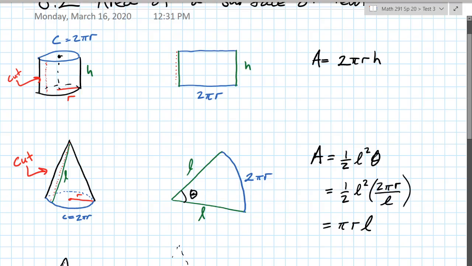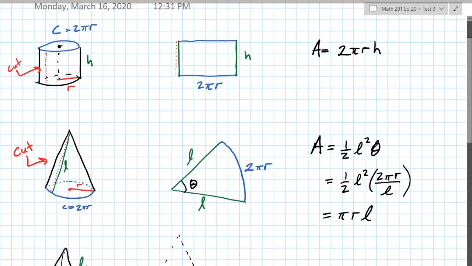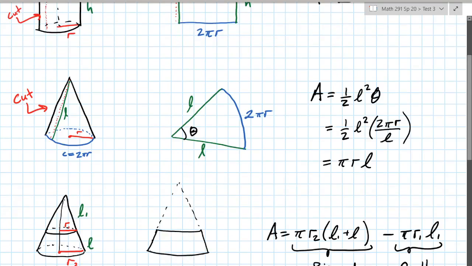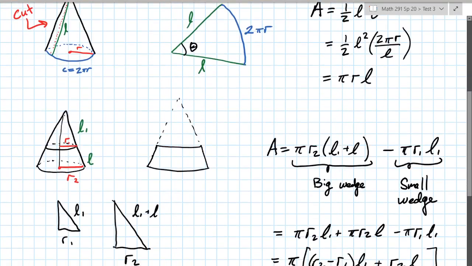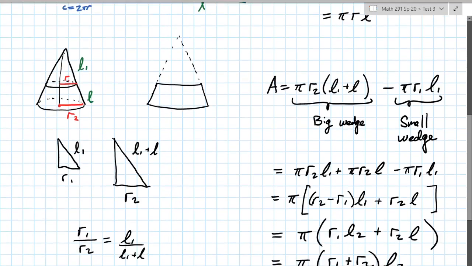And from trigonometry, we know that the area of a sector of a circle is 1/2 the radius squared times the angle theta. In this case, the radius is called L. Substituting back in for theta, we have 1/2 L squared times 2R pi divided by L, which simplifies to just pi RL.